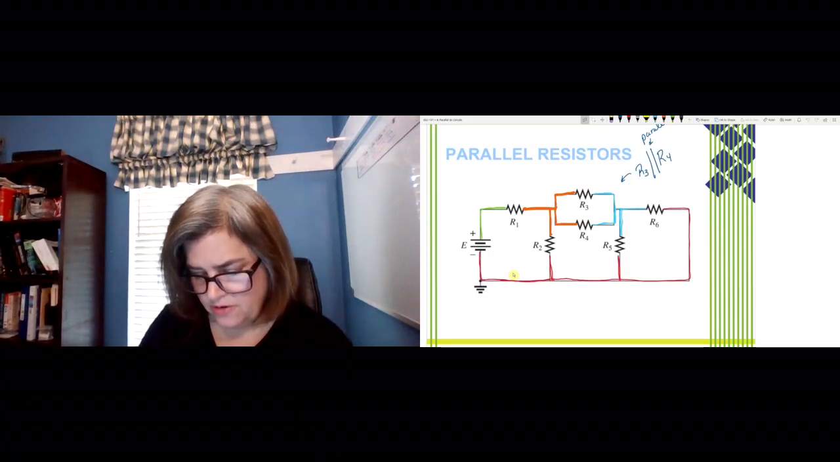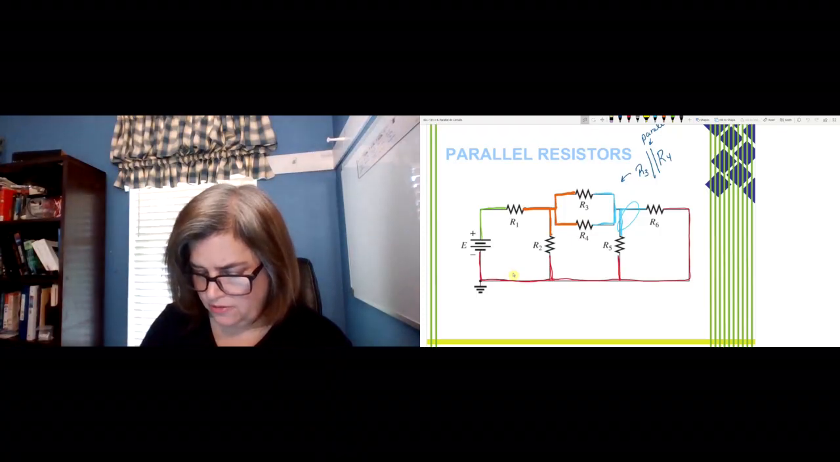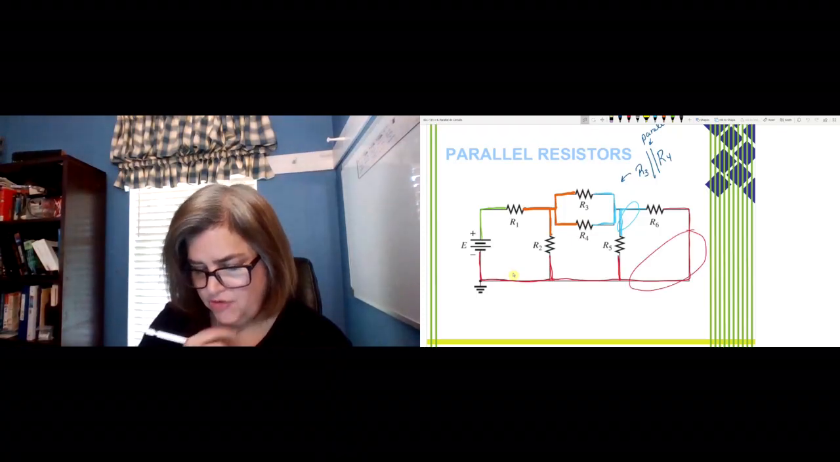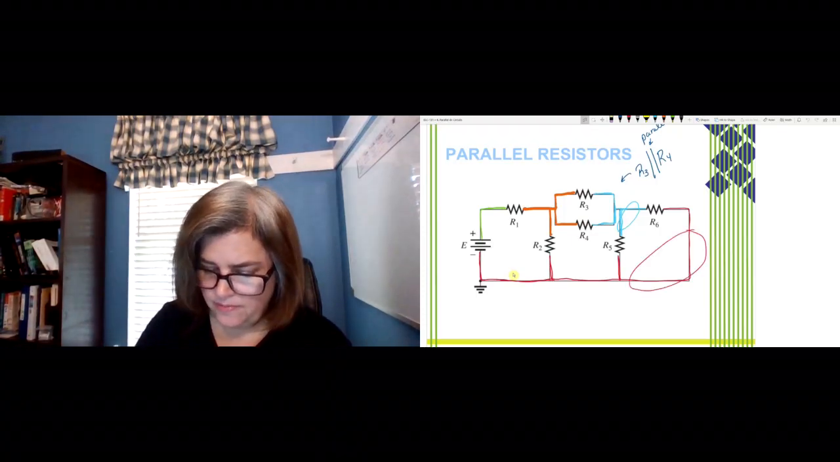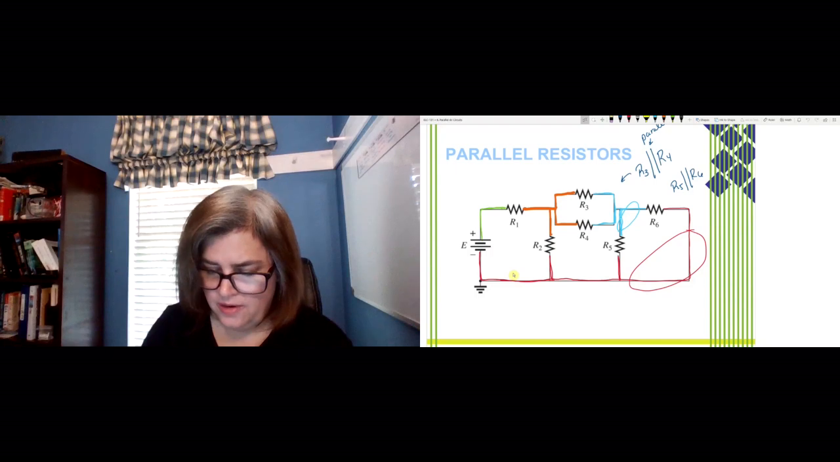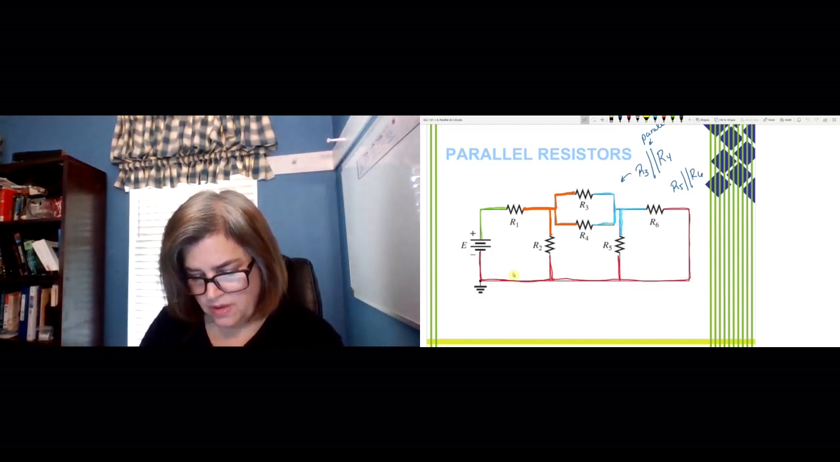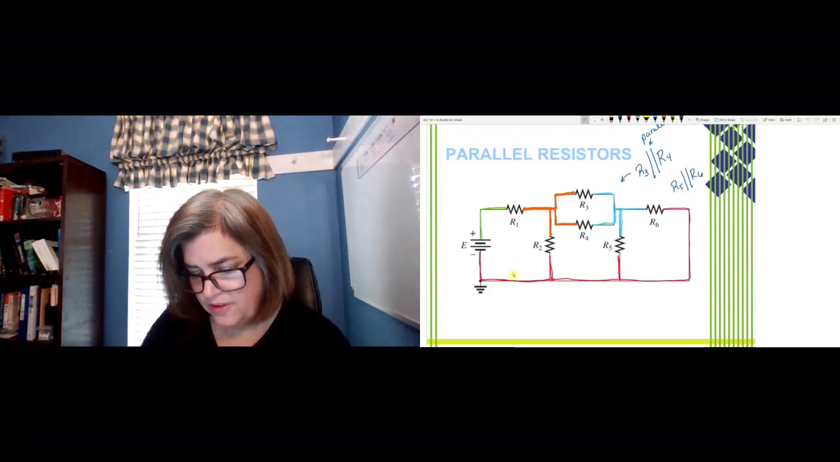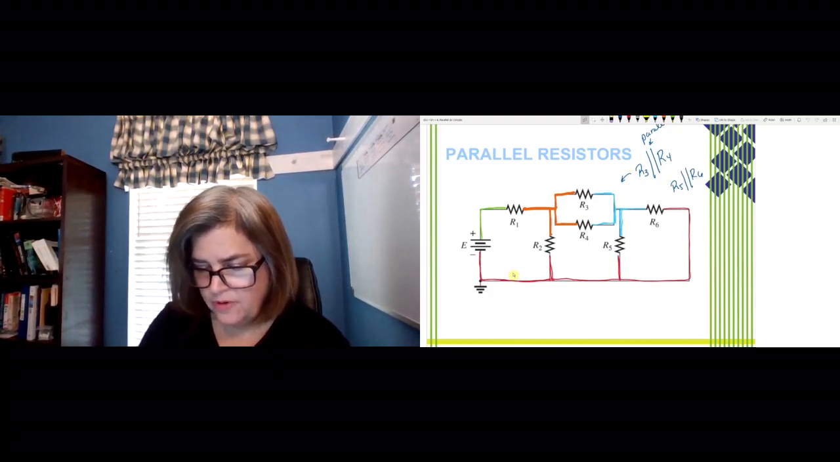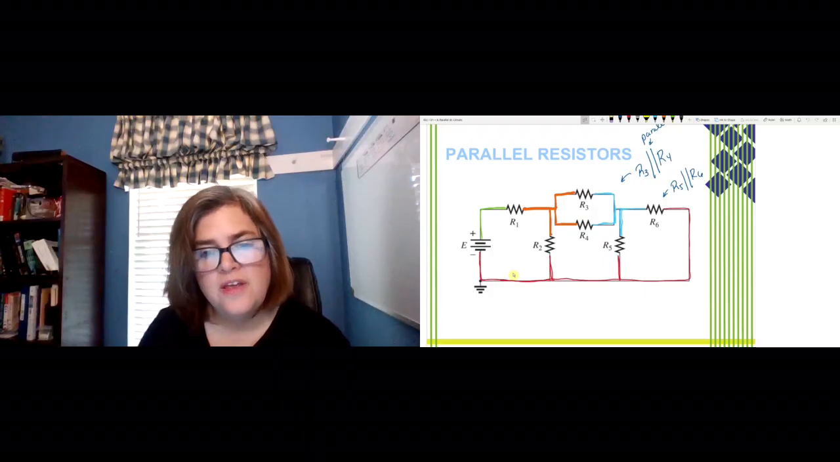Okay, and then let's look at R5 and R6. So R5 and R6 share a blue side here, and they also, look at there, share a red side. So R5 is also in parallel with R6. Okay, and I believe that's everything. And that's it. So R5 and R6 and R3 and R4 are in parallel.